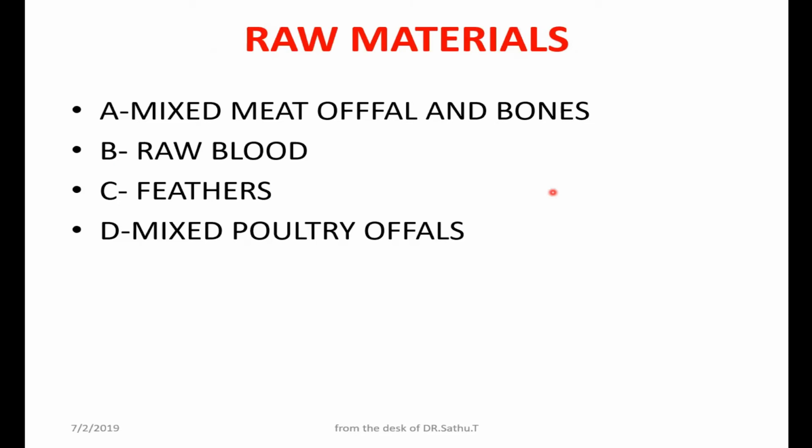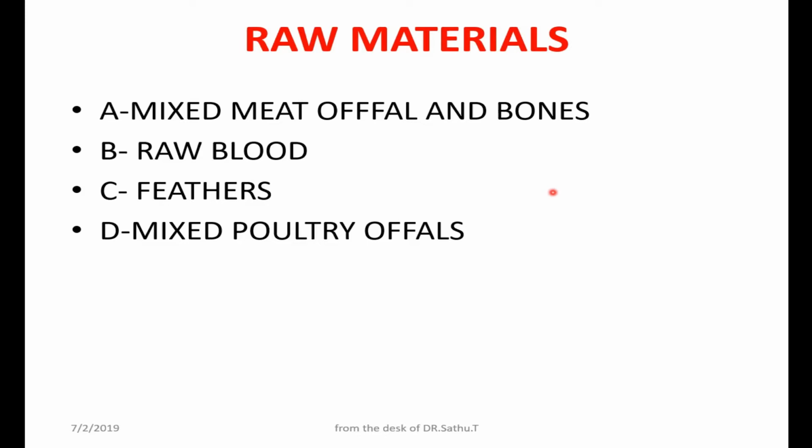So what are the materials we can do rendering? One is the slaughterhouse waste, that is the offals like kidney, the spleen, such offals, the rumen and reticulum. All this can be rendered. The trimmings that we get from the slaughterhouse, the bones, the deboned bones can be rendered. Even the whole carcasses, we can do the rendering. We can also do the rendering of the blood.